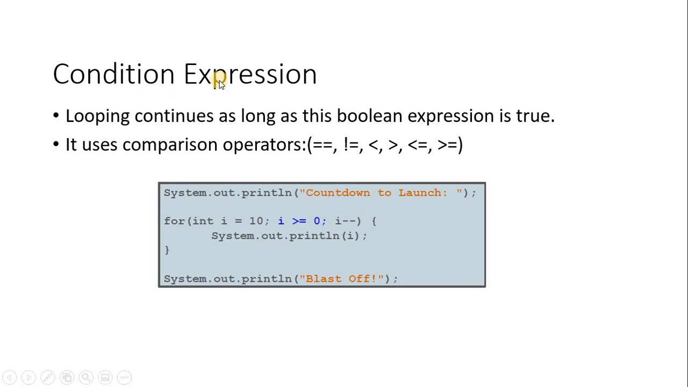Now the condition expression, the middle one. It is the Boolean expression that is true if you want to continue. If the condition is true, the loop will be executed, and until the condition gets false the loop is going to execute. Once it is false, the loop will be terminated. The Boolean expression can use any relational operator: equals, not equals, greater than, less than, less than or equals, greater than or equals. All these operators can be used for making the expression here.